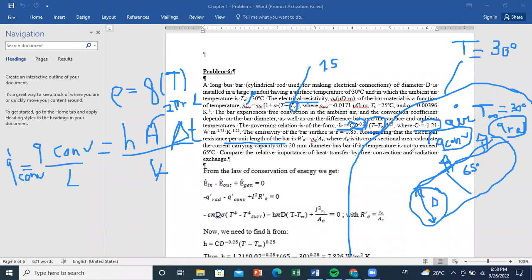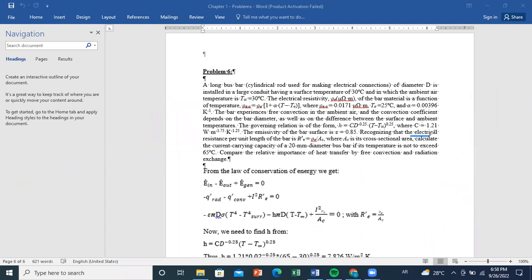And delta T is simply the temperature at the surface minus T infinity, which is the surrounding temperature, which is 30 degrees. Okay, so we have T surface 65, we have the air temperature 30. And concerning the convective coefficient, we can calculate it from the following empirical relation. So they gave us C. Okay, we know the value of C. Concerning D, we'll see that D will cancel out here.